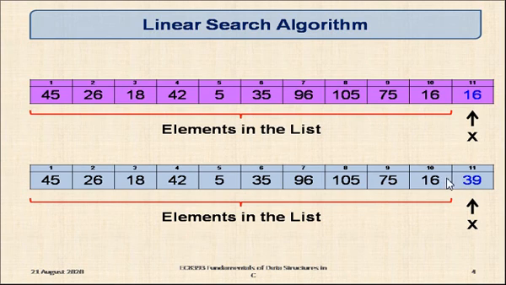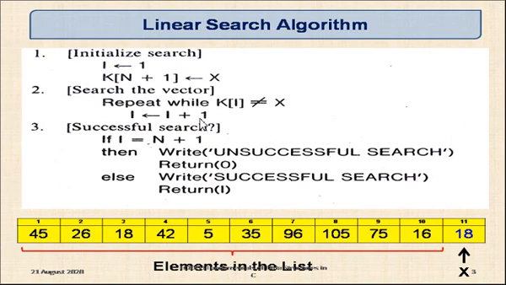Then the value of I becomes 11. Then it will come to the next step. This condition is satisfied, so it will simply write unsuccessful search. That means the item we are searching for is not available in the list. So return of 0. Location 0 will be returned back to the main function.